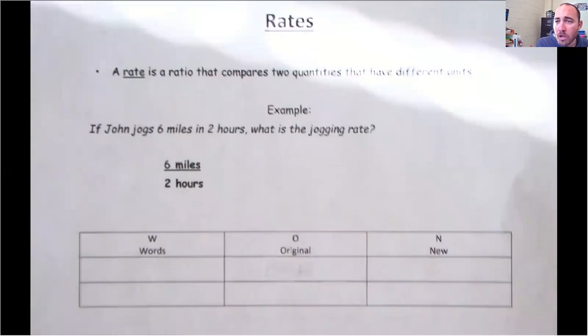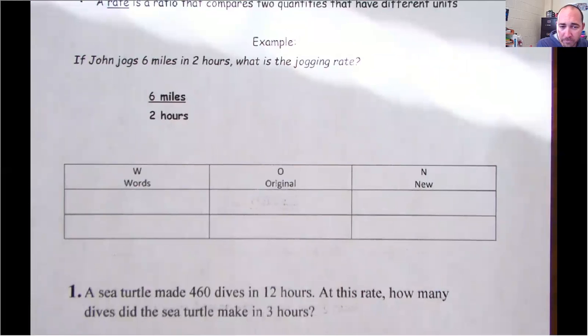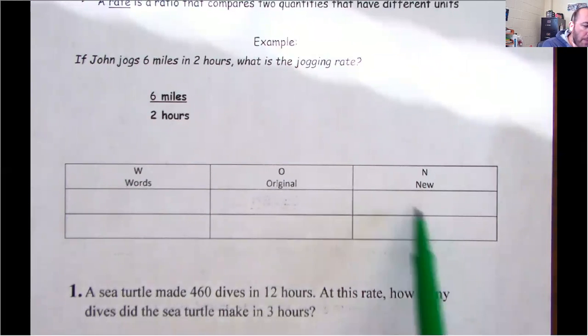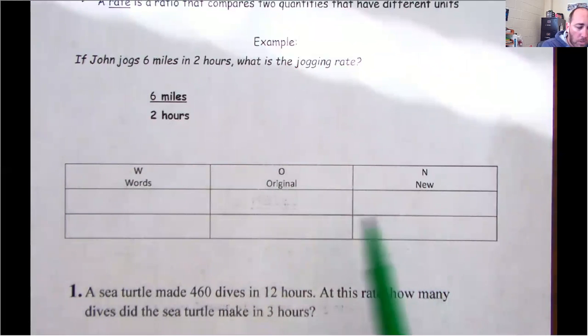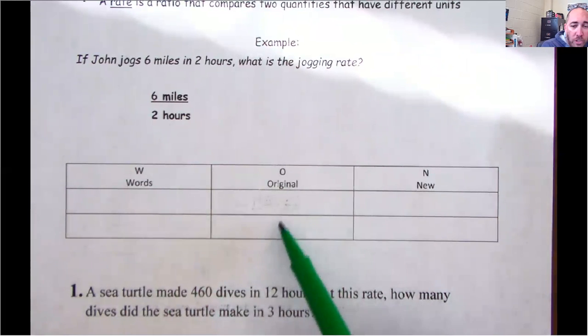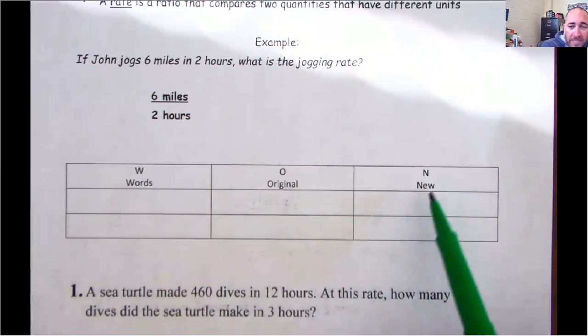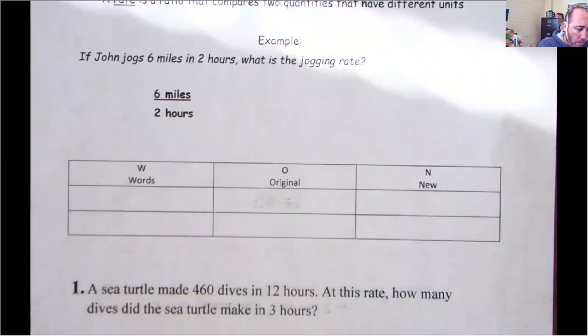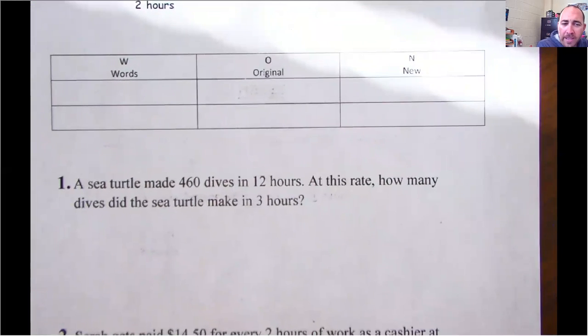Now, also in the last video, we talked about one charts a little bit, and I'm going to be doing that for our two examples. So this is just an example of what a one chart looks like. The W stands for your words. What words are we comparing? The O is the original information. The N is the new information. That's usually what we're solving for. All right, let's look at the first one.